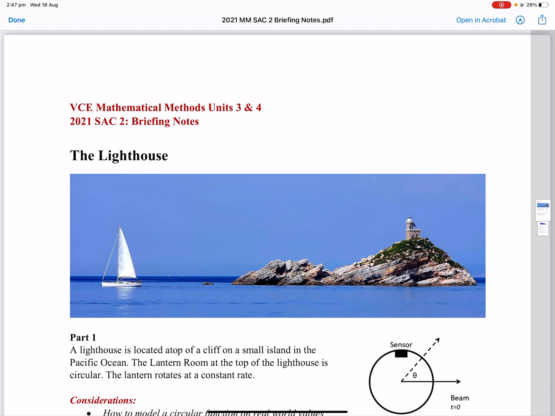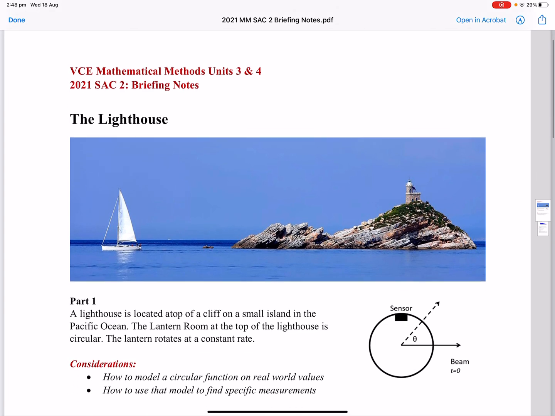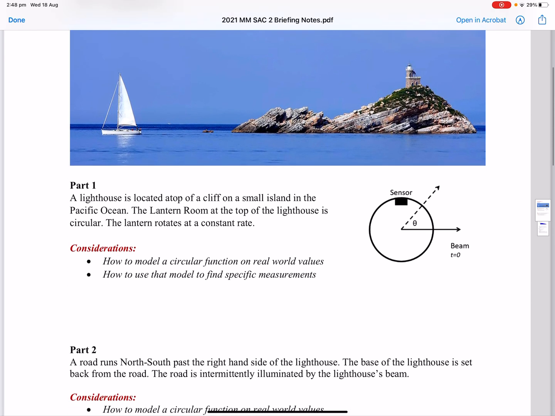The SAC is going to be titled The Lighthouse, and it's centred on a lighthouse that's located in the middle of the Pacific Ocean with no other landmass around it. So we have a little image of this island and a boat passing by with just ocean to be seen across all of the horizons in all four directions. So we're just going to talk about each part of this SAC.